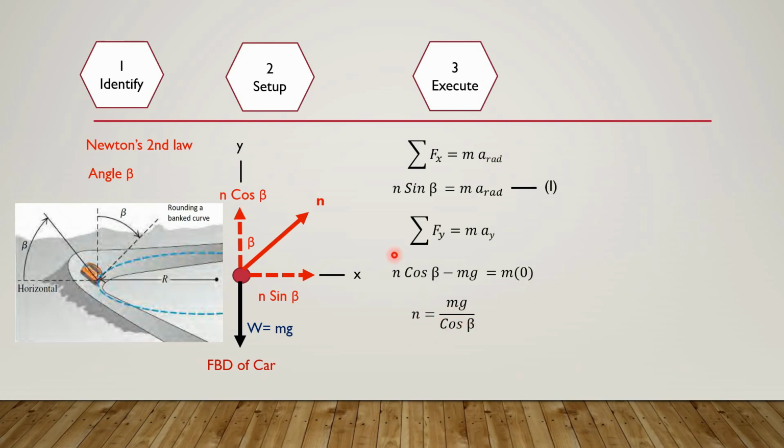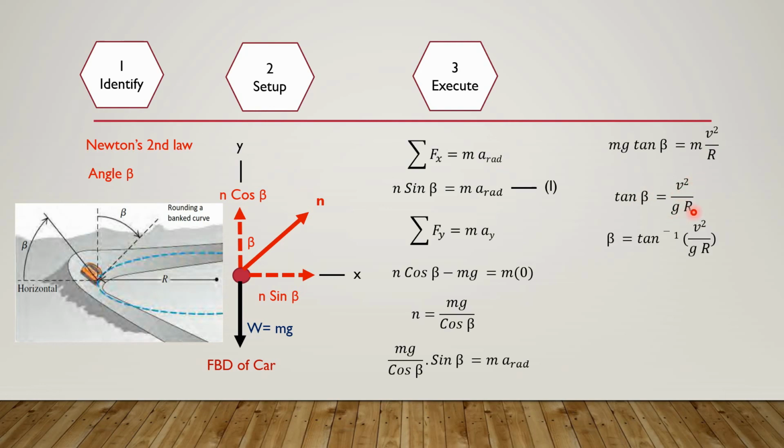Putting this value of n into equation 1, we have mg over cos beta into sin beta is equal to m a radial. After simplification, this is mg tan beta is equal to m a radial. And as a radial is equal to v squared over r, mg tan beta is equal to m v squared over r. Here tan beta is equal to v squared over gr. From here we can find beta is equal to tan inverse of v squared over gr.